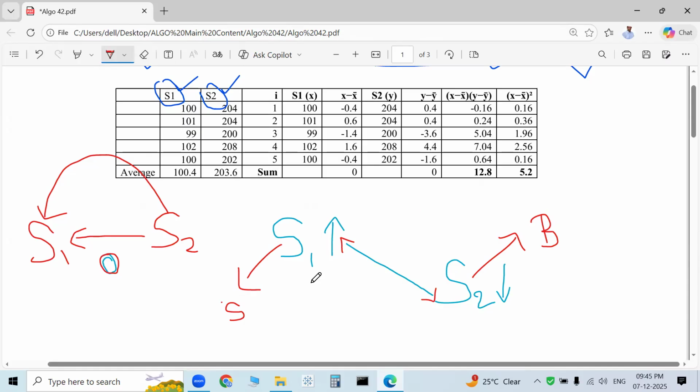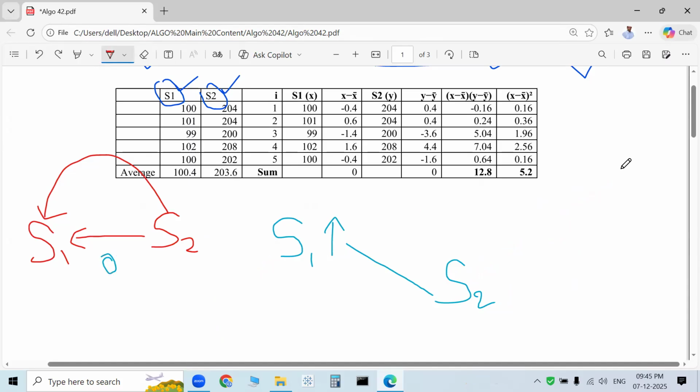Now both the stocks will try to come closer to each other. So either S1 will come down or S2 will go up. If this happens, then you are going to get the profit because you have sold it. And if this moves up, then you have bought this, so you are going to get the profit on the buying side. Now suppose the reverse thing has happened.